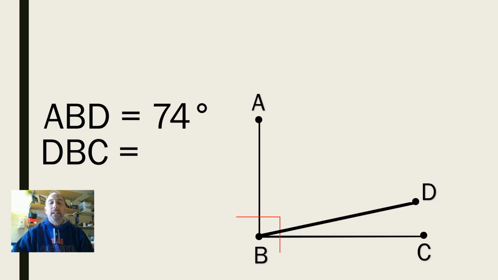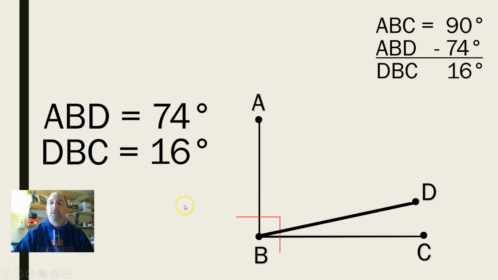So if I know that ABC measures 90 degrees, and I know that ABD measures a cool 74 degrees, if I subtract, I get 16 degrees, because 90 take away 74 is 16.